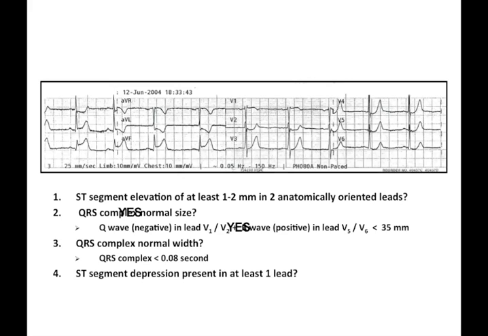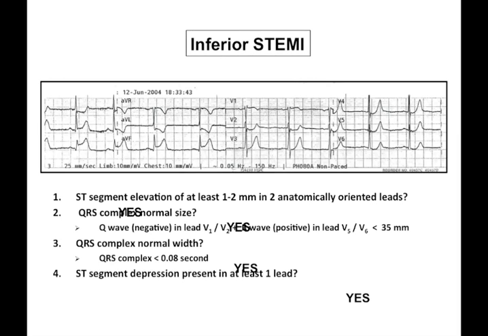Question 3, is the QRS complex normal width? Yes, it is. It is less than 2 boxes wide, allowing us to answer yes to question 3. And then question 4, is ST segment depression present? And again, the answer to that is yes. In leads 1 and AVL, as well as lead V2, we do in fact see some ST depression, which remember is also called reciprocal change, allowing us to answer yes to that question and ruling in an inferior STEMI.